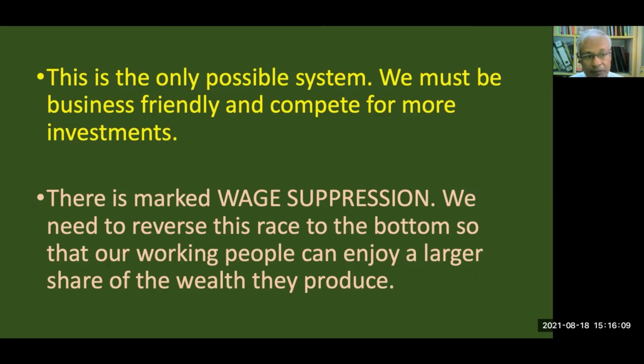There's the other view, the left view, which is a minority in Malaysia. I think in Malaysia most of the parties, even the PH parties, support the one on the top. The left view is that there is marked wage suppression. The system is stacked against developing countries. We need to reverse the race to the bottom so the working people can enjoy a larger share of the wealth they produce. And this means challenging the unfair structures in the international economy that suck out the wealth from our countries, that force us into unequal trade agreements, that create a financial situation so liberalized that the wealthy can take their wealth and hide it in tax havens. We need to look into that as well. And that view, I think, is the minority view in Malaysia. Most political parties don't see it, and even most NGOs don't see this very well.